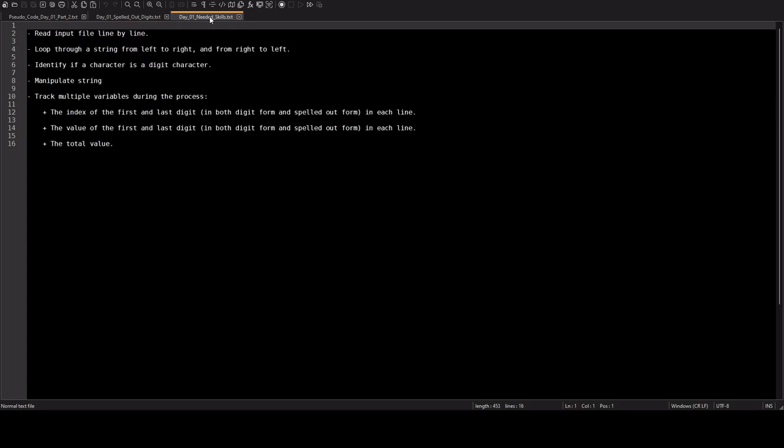Overall, the following skills are needed in solving this puzzle. Read the input file line by line. Loop through a string from left to right, and from right to left. Identify if a character is a digit character. Manipulate strings. Track multiple variables during the process, including the index of the first and last digit, in both digit form and spelled out form, in each line. The value of the first and last digit, in both digit form and spelled out form, in each line. The total value.